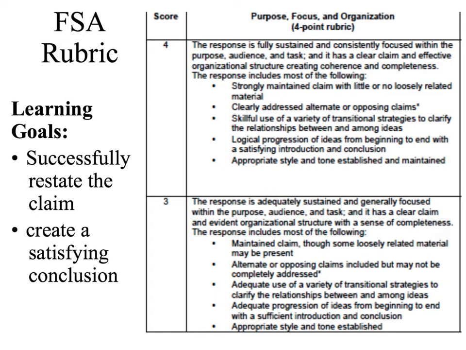We have already looked at how to tie your body paragraphs back to the claim. However, this is done a little differently in the conclusion by using a method we call restating the claim. The second key to conclusions, as stated by the rubric, is to create a satisfying conclusion. This means that your conclusion clearly sums up your argument and does not leave the reader still questioning your key points or intended claim.